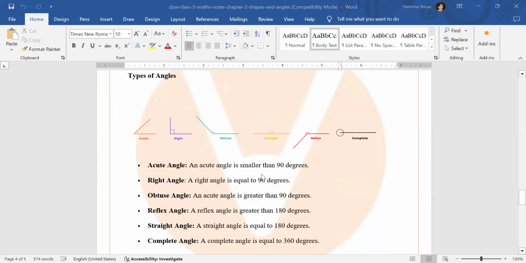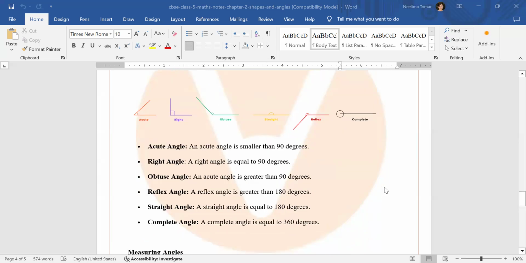As you look at the figure, the first one is the acute angle. So an acute angle is smaller than 90 degrees. When the measurement of the angle is less than 90 degrees, they form an acute angle. Right angle, as you can see, this is a right angle. And a right angle is equal to 90 degrees. When the two arms form exactly 90 degrees, they are called a right angle.